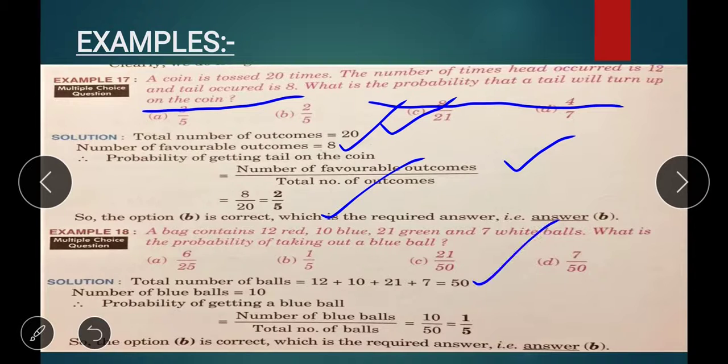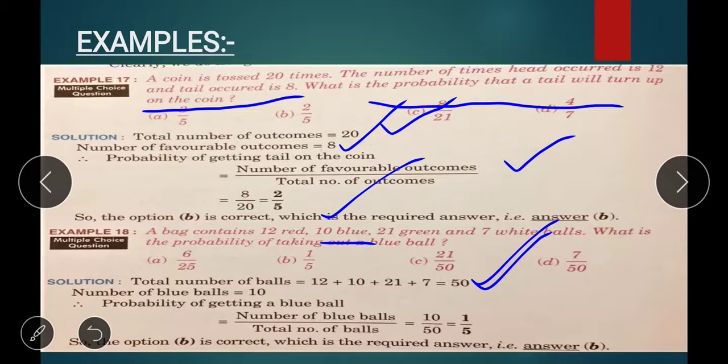Total number of balls is 50, so N is 50. P of E equals M by N. We need the probability of taking out a blue ball only. The number of blue balls is 10.